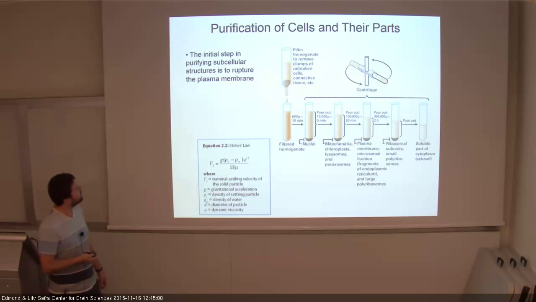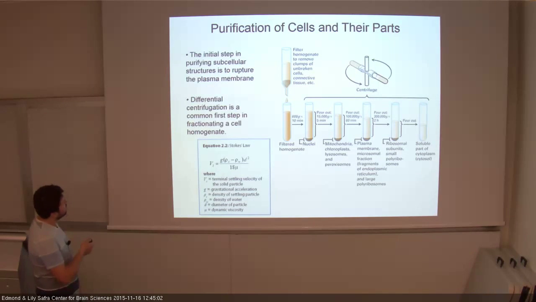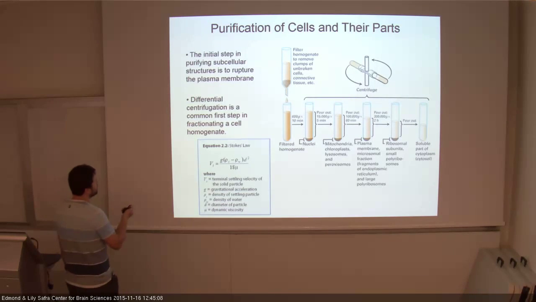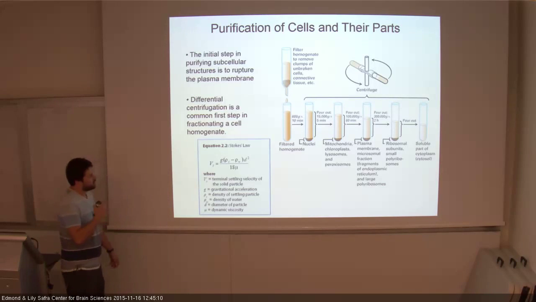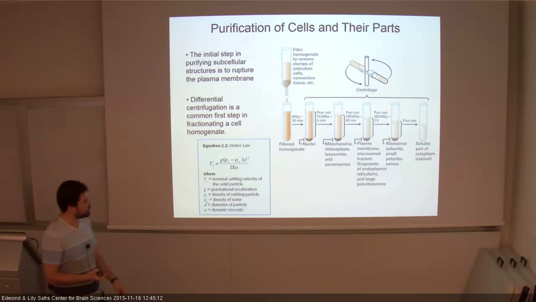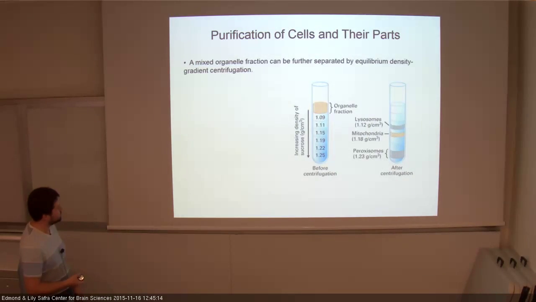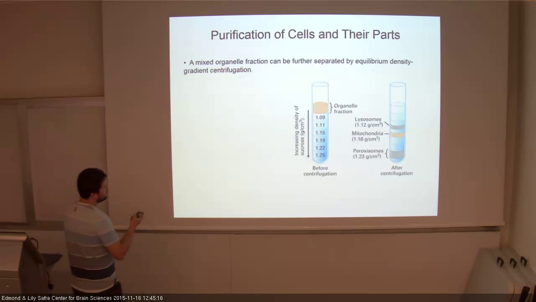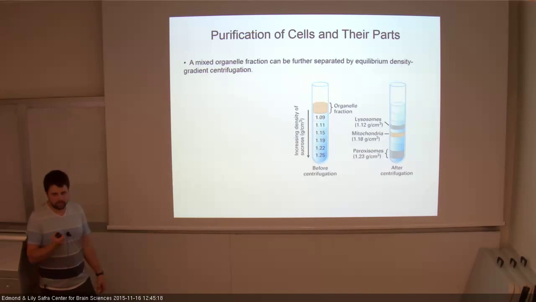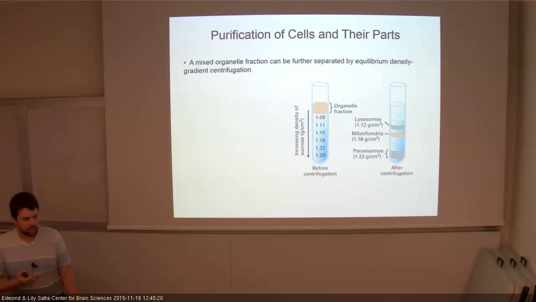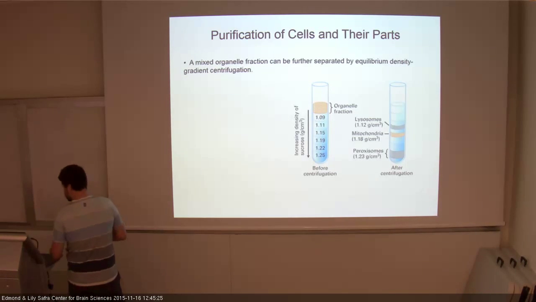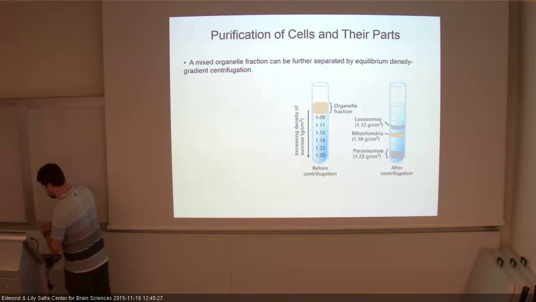So first, as I told you, you rupture the cells, then you get all the organelles inside, and then you do differential centrifugation in order to fractionate and get different compartments of the cell. Another method to do that is doing it according to density. For example, different particles have different density. Let's say, and with this we'll finish.